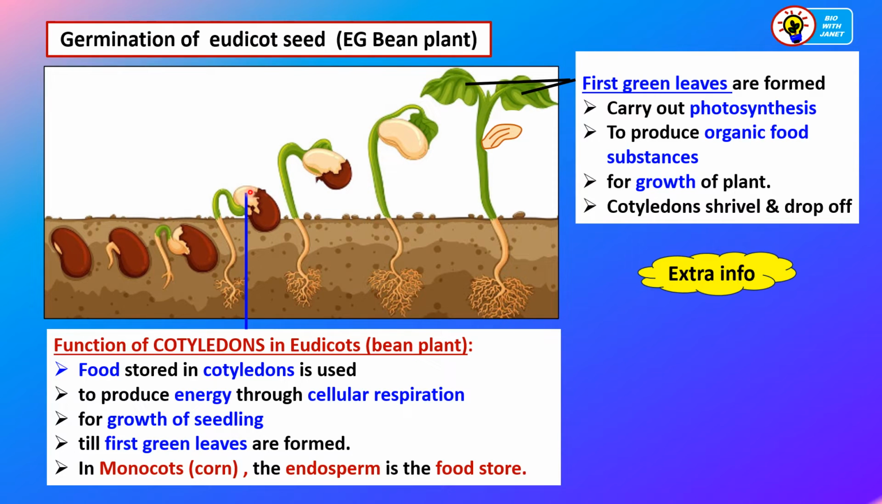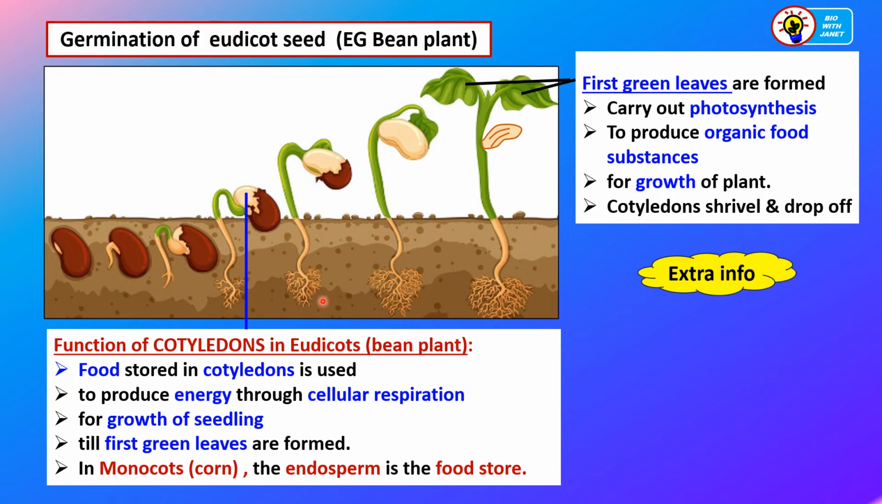Food stored in the cotyledons is used to produce energy through cellular respiration when the food is broken down. All right, so the energy is released for the growth of the seedling, which involves cell division by mitosis. So this process needs energy until the first green leaves are formed. Okay, until after some days, maybe the first green leaves are formed here, right? So the cotyledon would have done its part, or carried out its function, to provide energy for the growth of the plant before the first green leaves are formed.